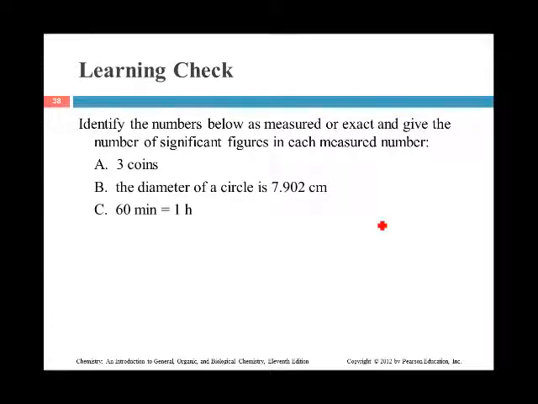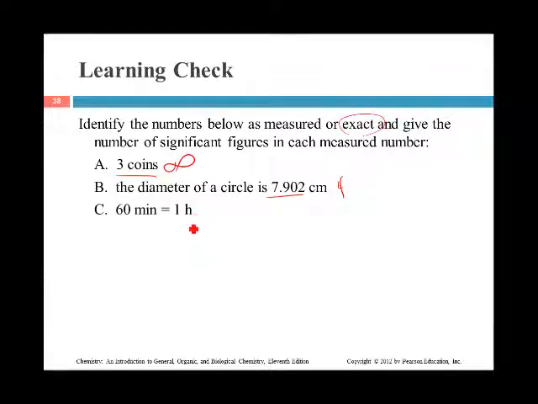So if we look at this, is it infinite or is it a measured number, and so you have to figure out the number of significant figures? 3 coins. We're not going to have a partial coin, so that's something they counted. So that's going to be exact. So that's going to be infinite. Diameter of a circle, that was measured. So we have 4 significant figures here because it was measured.